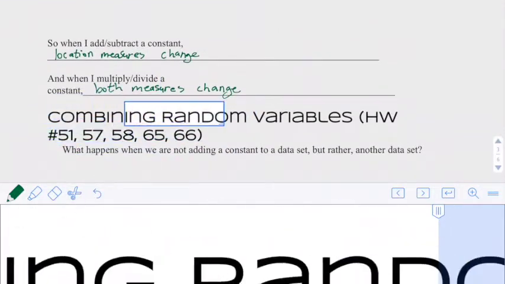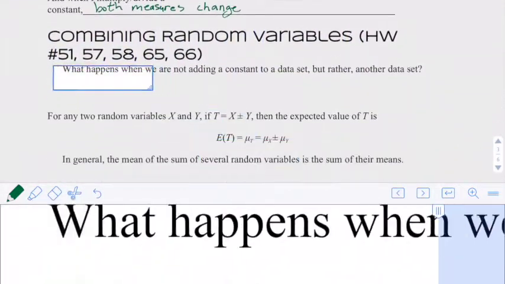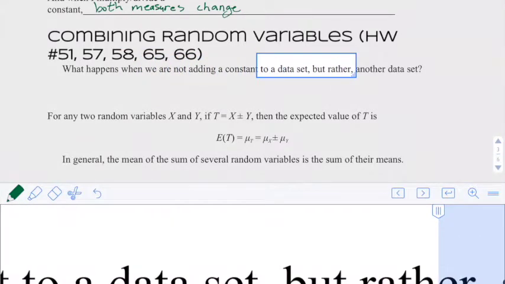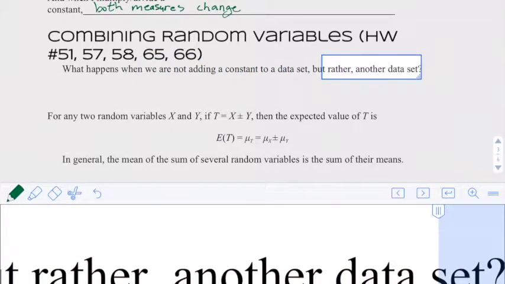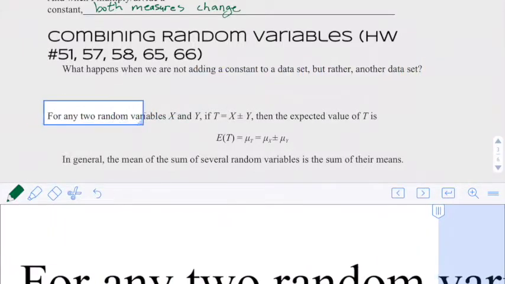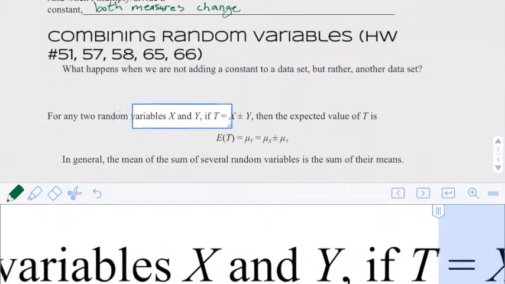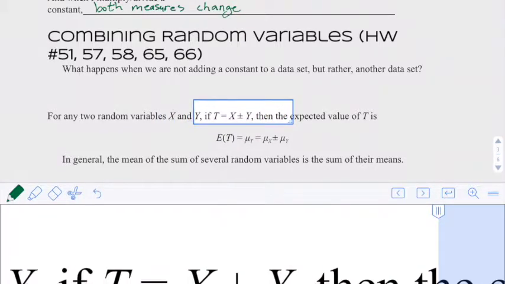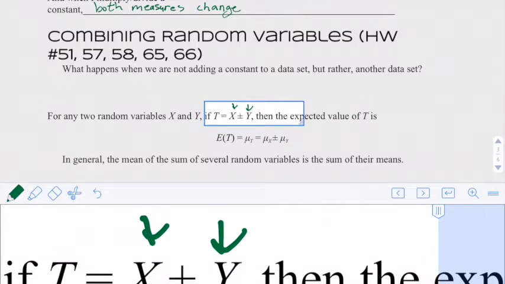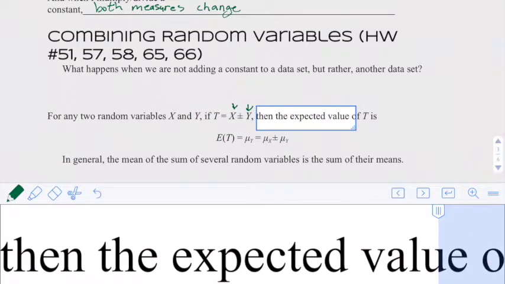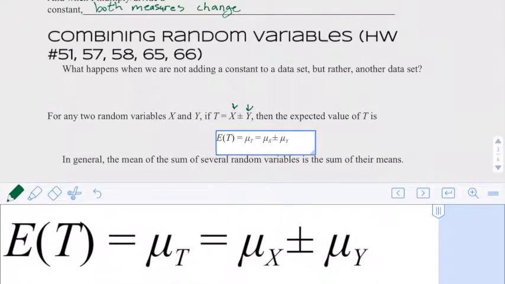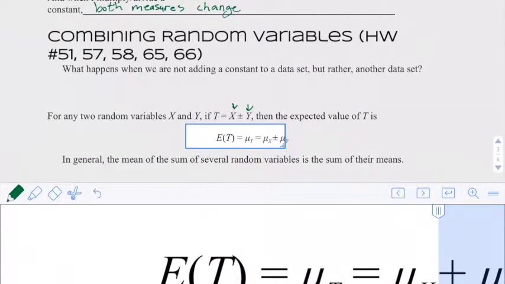Now we're going to combine random variables. So what happens when we are not adding a constant to a data set, but rather another data set? So one data set plus another. For any 2 random variables x and y, if t equals x plus y, so this is one variable plus a different variable, so we're putting 2 variable sets together, then the expected value of t is, well, you add them. Mu of t, expected value of t.